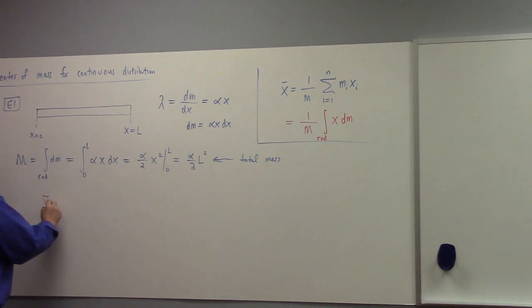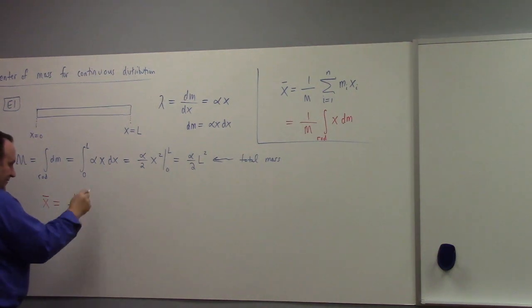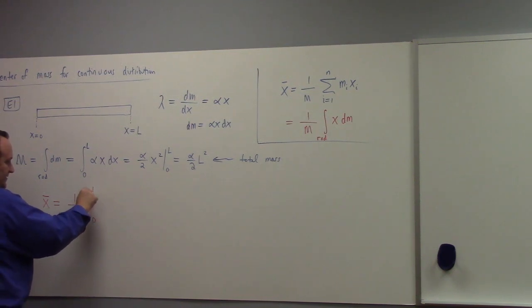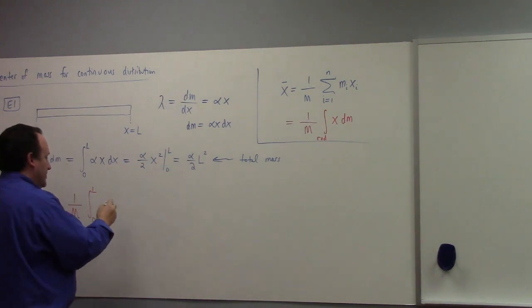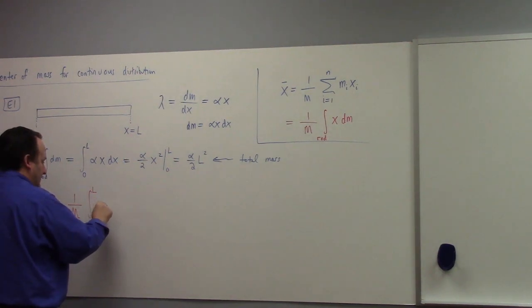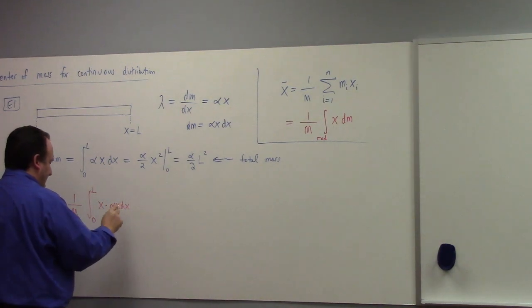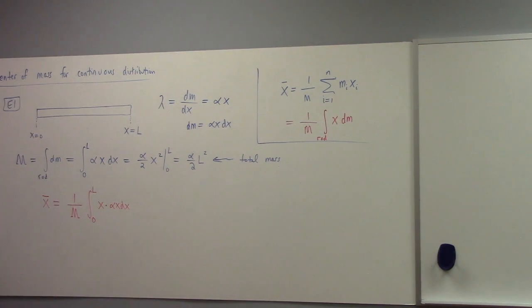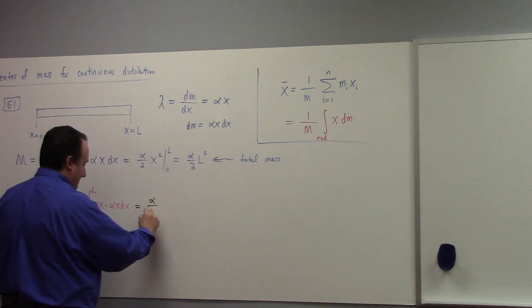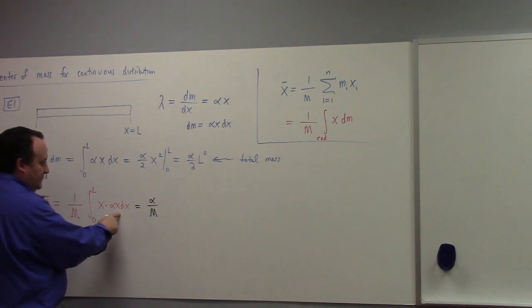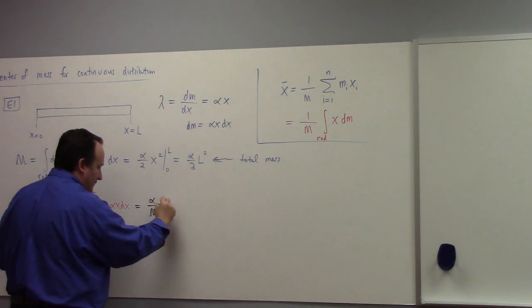The center of mass coordinate x bar here would be 1 over the total mass. Well, we already calculated that. I'll leave it like this. And we're supposed to integrate from 0 to L of what? dm. What is dm here? Well, dm is alpha x dx. So this gets you x times alpha x dx. And so how's that go? Looks like we got ourselves an alpha over M, and that's an x times x, which is x squared. x squared integrates to x cubed over 3.